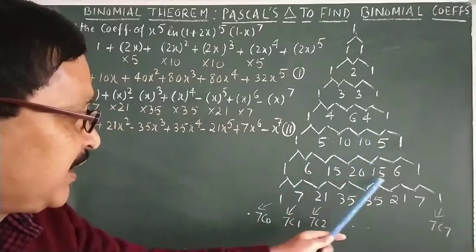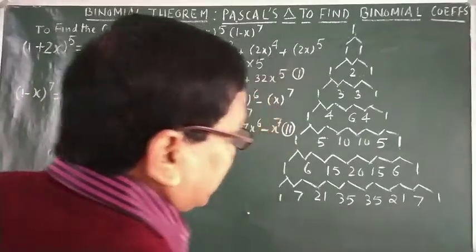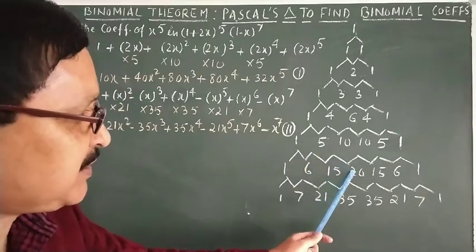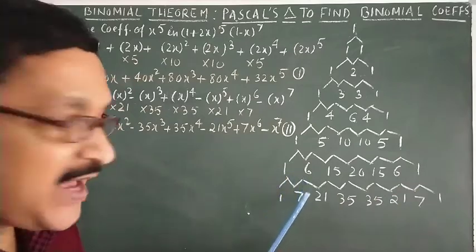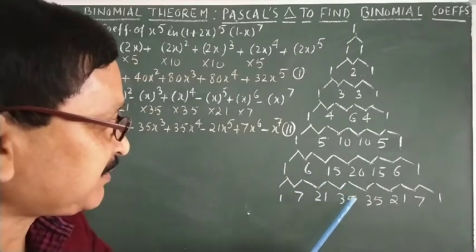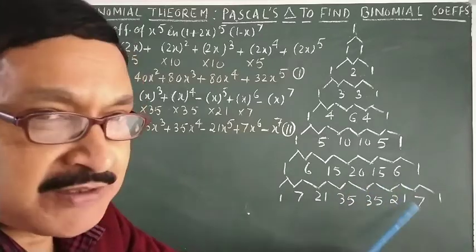This again we can move accordingly. So Pascal triangle can be created by the students. Then 1 6 15 20 15 6 1, then 1 7 21 35 35 21 7 1.